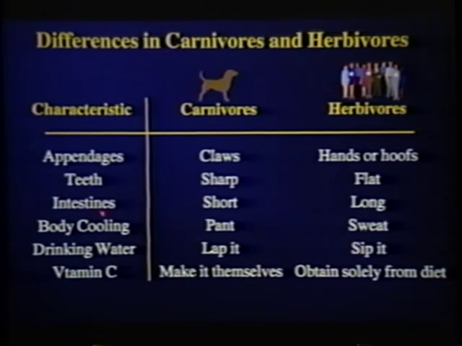Now, the intestinal tract of a dog or cat is very short. You give them something to eat, they have to go outside in a few minutes to do their thing. But the small intestinal tract alone of a human being is 26 feet long. Plenty of time to extract those nutrients from the fruits and vegetables. Now, when you cool your body, do you pant like a dog or do you sweat? When you drink water, do you lap it like your cat or do you sip it? Vitamin C, the carnivores, they make it themselves. Herbivores, they have to obtain it from their diet. Do you make your own vitamin C?